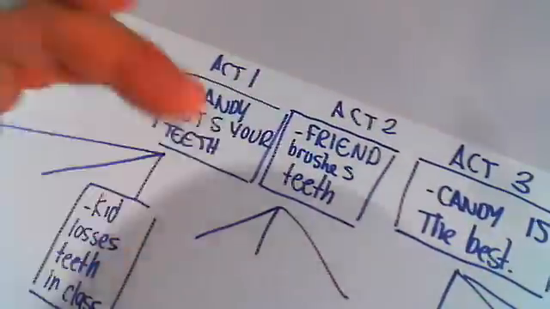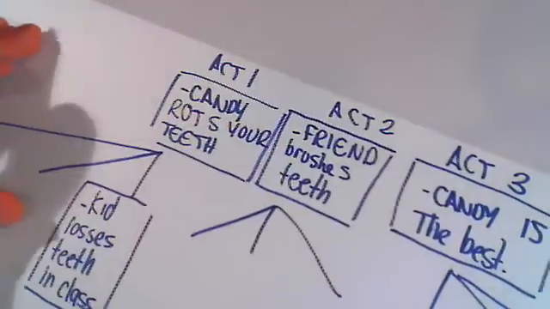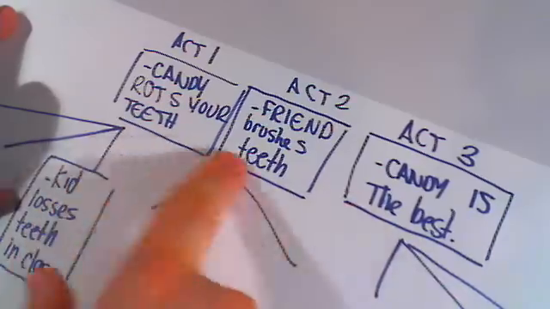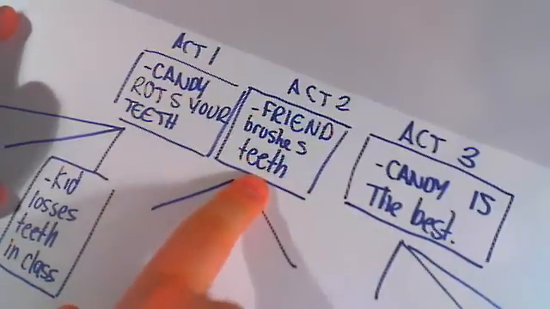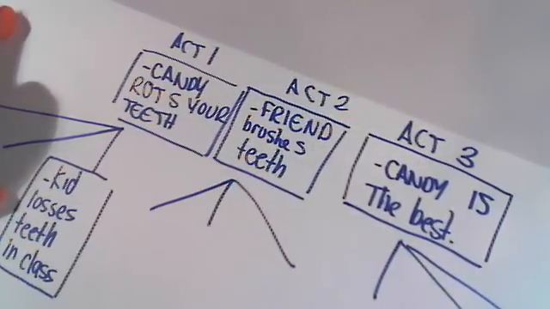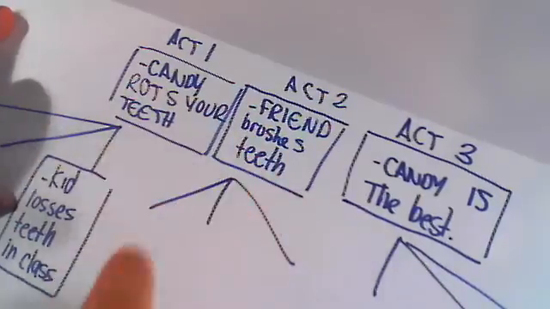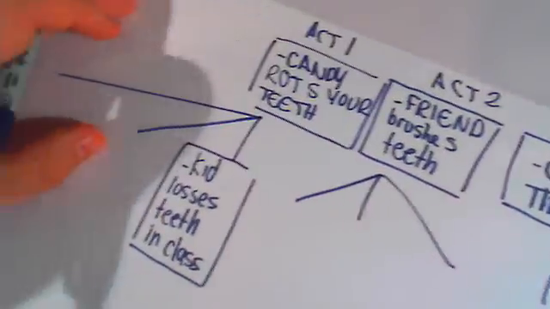The next step you want to do is a counter argument to that. So candy rots your teeth. That's our Act 1. Now Act 2 is a transition between them. Something has to happen to go from this idea to this idea. So what I'm going to do is friend brushes teeth. That might sound a little open-ended, but you'll see as we go why that's important, okay? Something has to happen here to make this make sense.